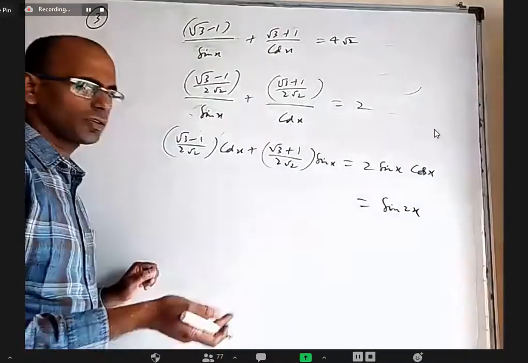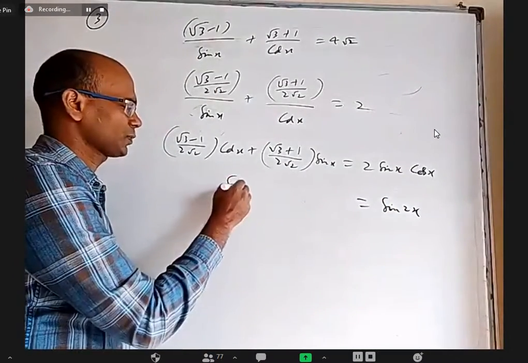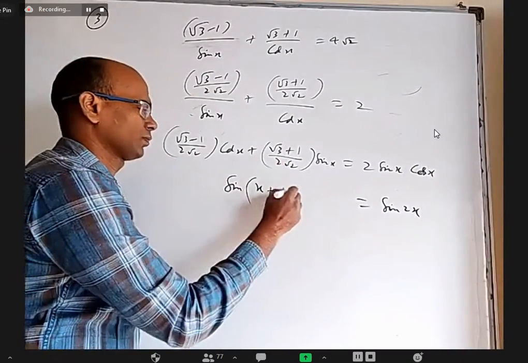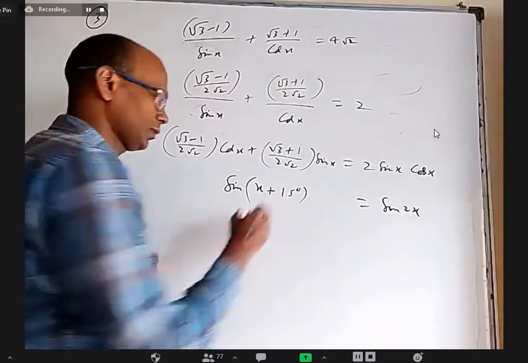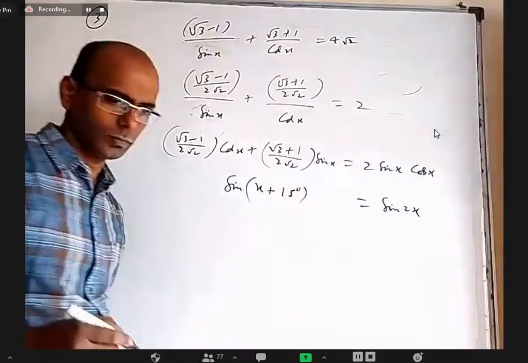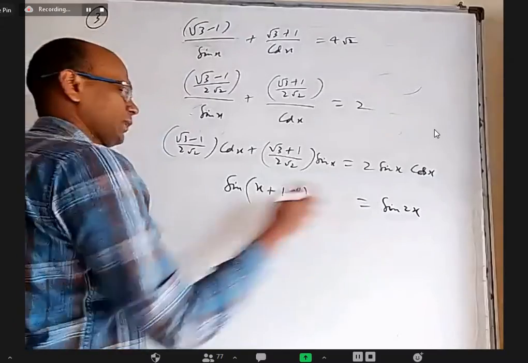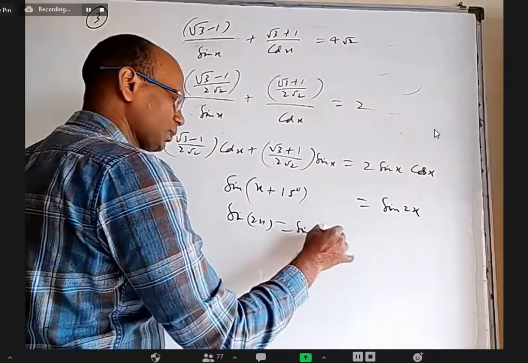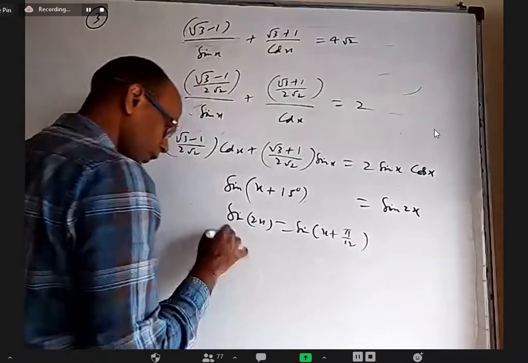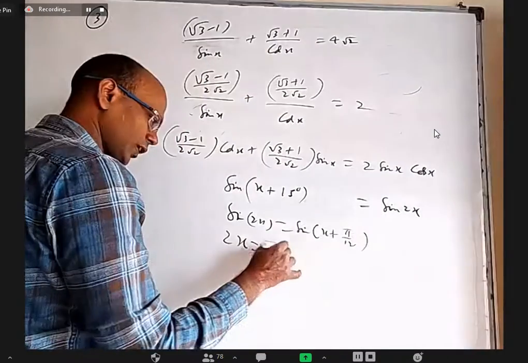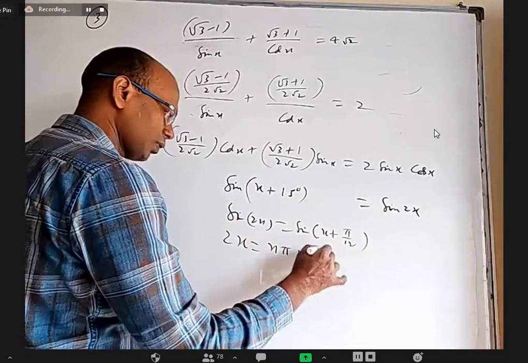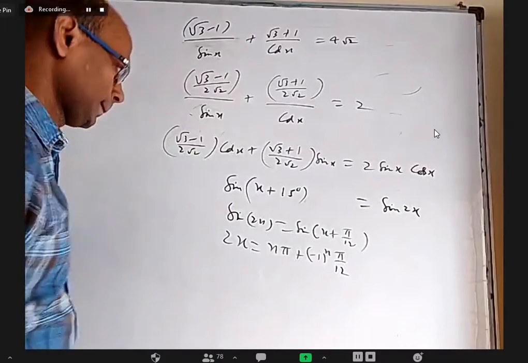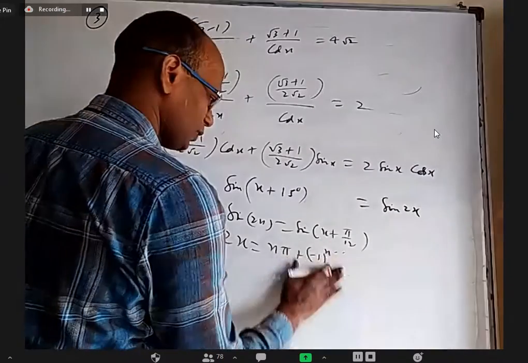Okay, this is sin 2x. Then why did you convert it to sine? Even though we don't like sine so much. This is x, this is cos 15, that is pi by 12. So we'll get sin 2x is equal to sin (x plus pi by 12). So 2x is equal to n pi plus (minus 1) whole power n into (x plus pi by 12).